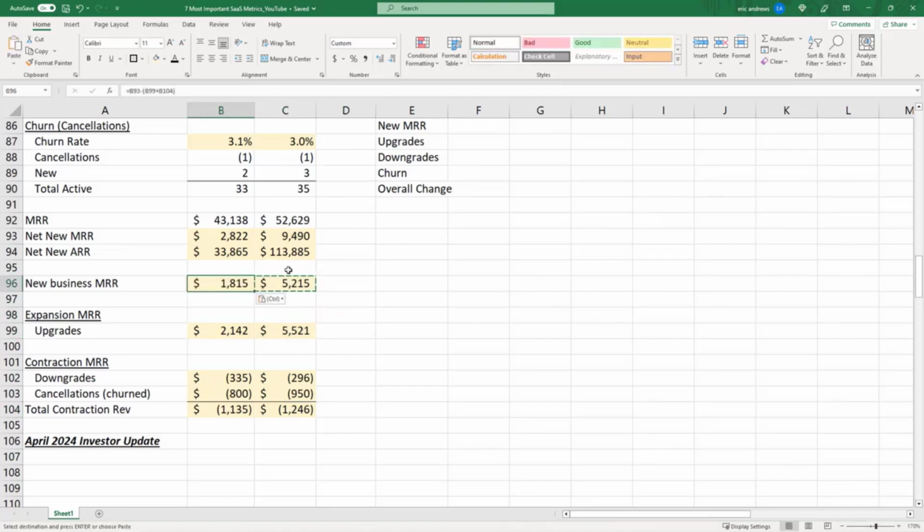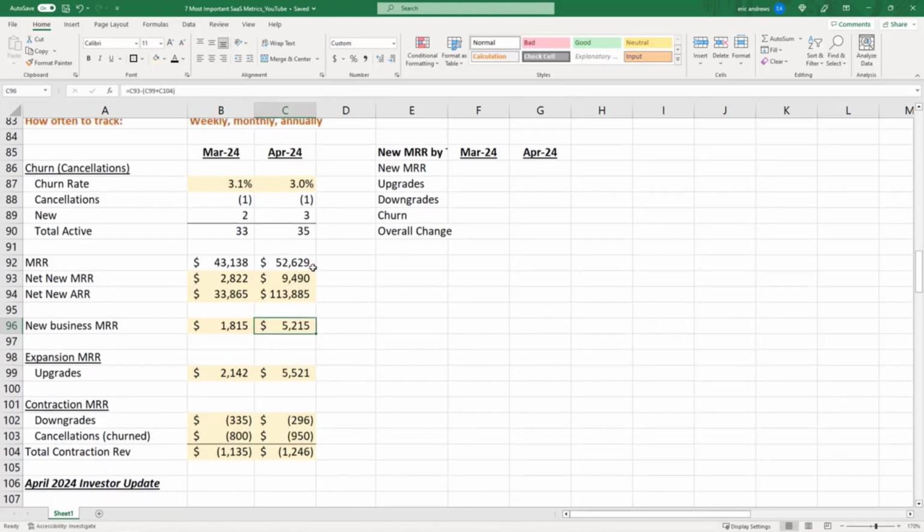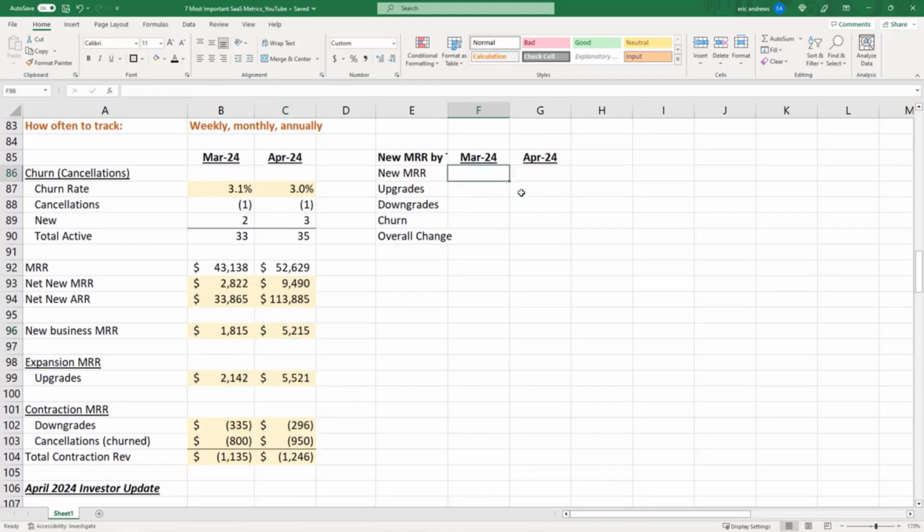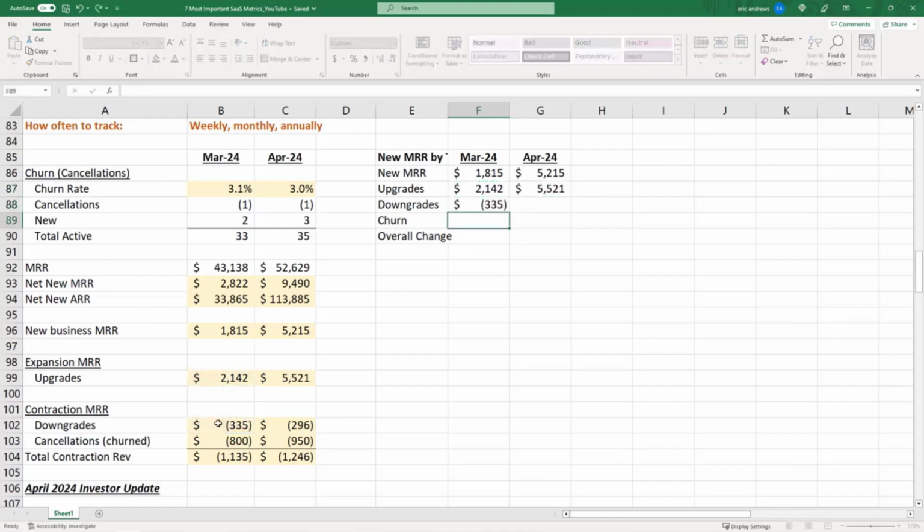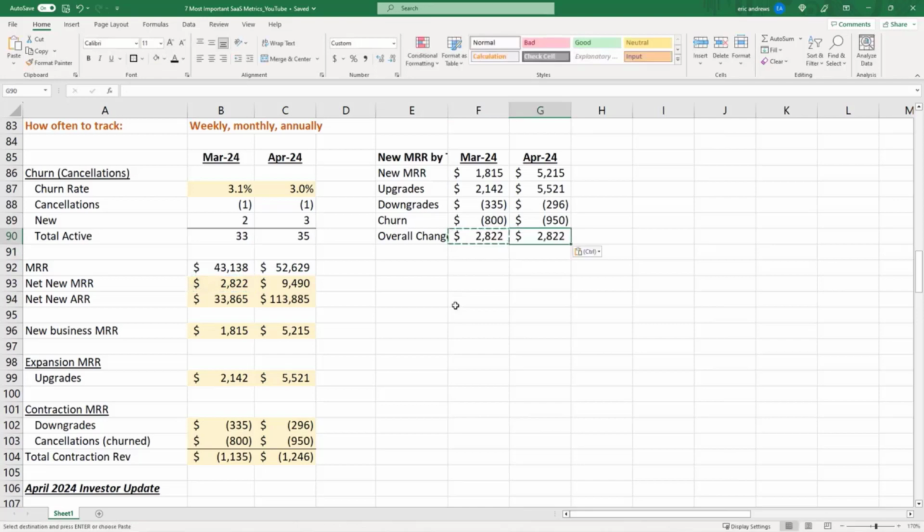You can just copy this formula over here. And then to really compare it side by side, there's a nice chart that a lot of people like to make. Here's what the chart shows you. You have your new MRR, which is MRR from new business, brand new accounts. You have your upgrades, downgrades, churn, and then your overall change. That's your net new MRR.